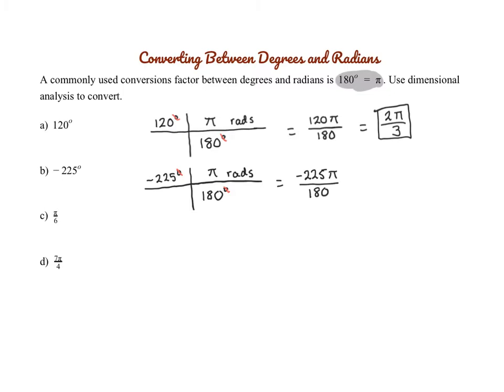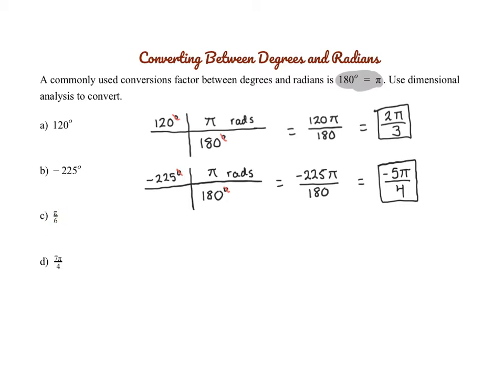And then we're just going to simplify this fraction. So I can divide them both by 45, and we get negative 5 pi over 4. And that's our measurement in radians. And again, we don't need to write RADS. If you don't see a unit, it's implied that it's in radians.